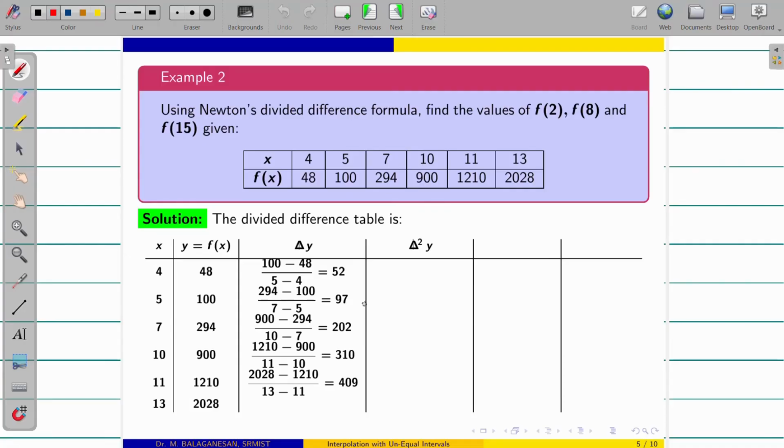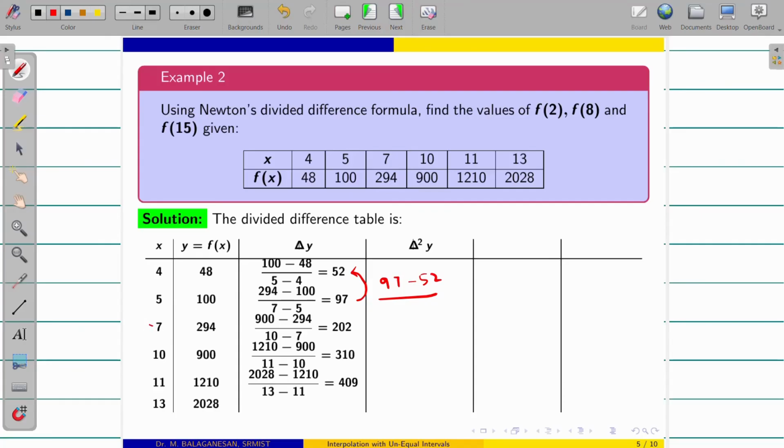Then what about the second difference? That is also easy, guys. I'm going to give the clue now. As I told you already, do not skip my video or forward it, because of this reason only. So this minus this you know very well. So what will be 97 minus 52 divided by what, for three arguments?